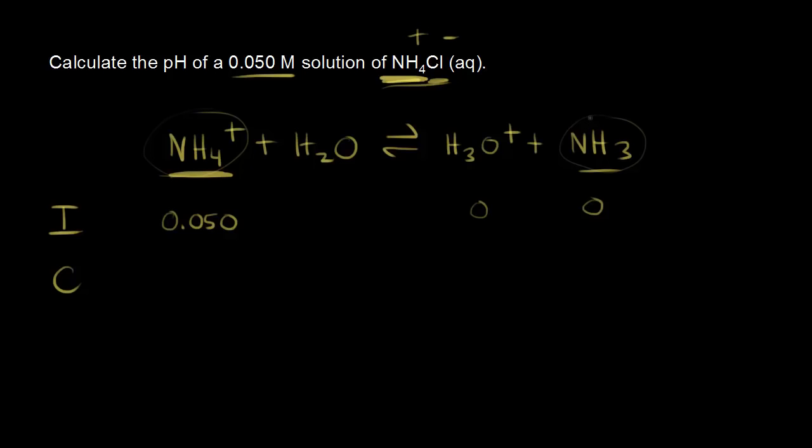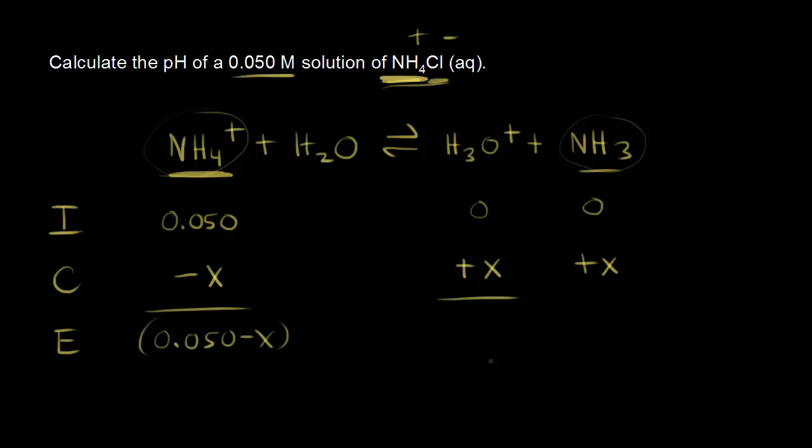So if we lose a certain concentration X for ammonium, NH4 plus, we gain the same concentration X for NH3. And therefore, we'd also gain the same concentration for hydronium as well. So at equilibrium, our concentration of ammonium would be 0.050 minus X. For the hydronium ion, it would be X. And for ammonia, NH3, it would be X as well.